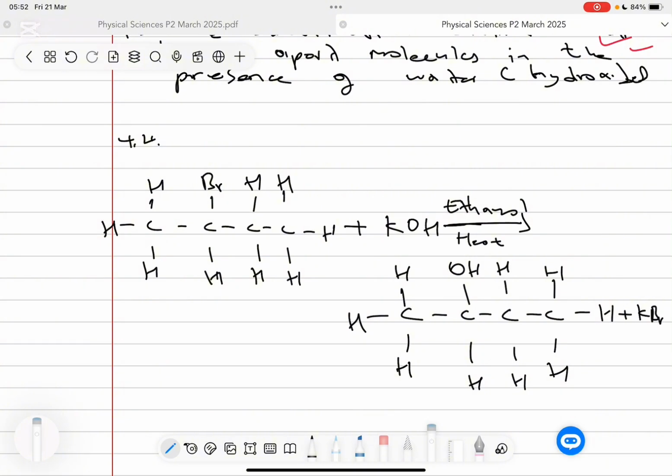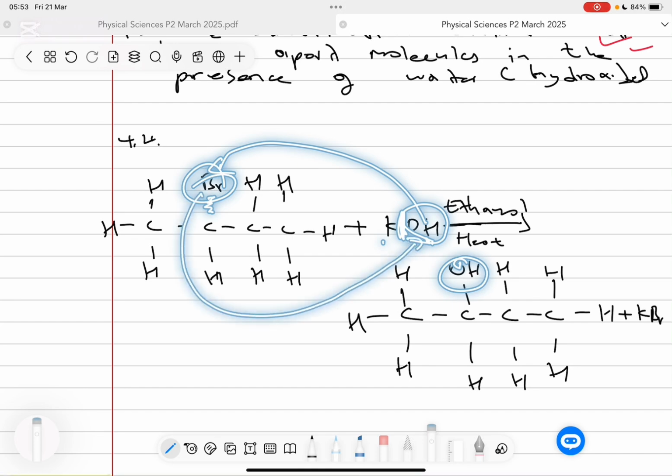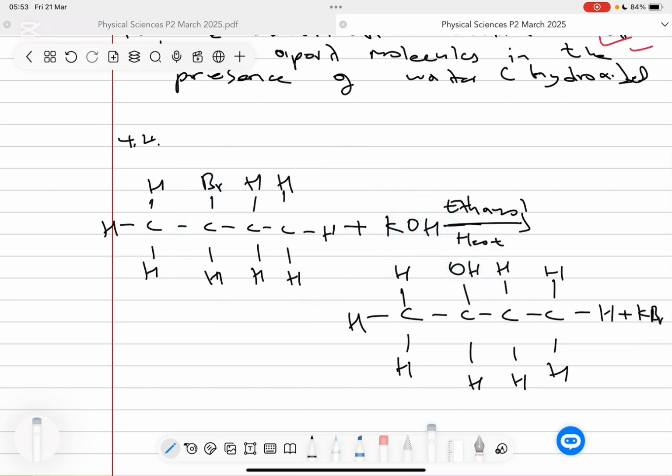Now, this is a substitution reaction because what we have done is that we've broken this bond here and also broken this into potassium and hydroxyl group. And what we have done is that we have substituted the two. The OH is sitting now here, and this bromine is coming to sit here with the potassium. Then we have the potassium bromide. We have just swapped the two. That's why we say it's a substitution reaction.